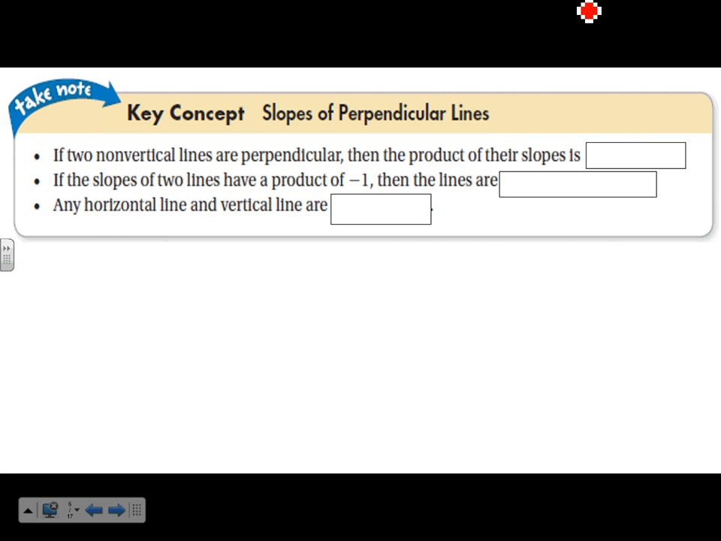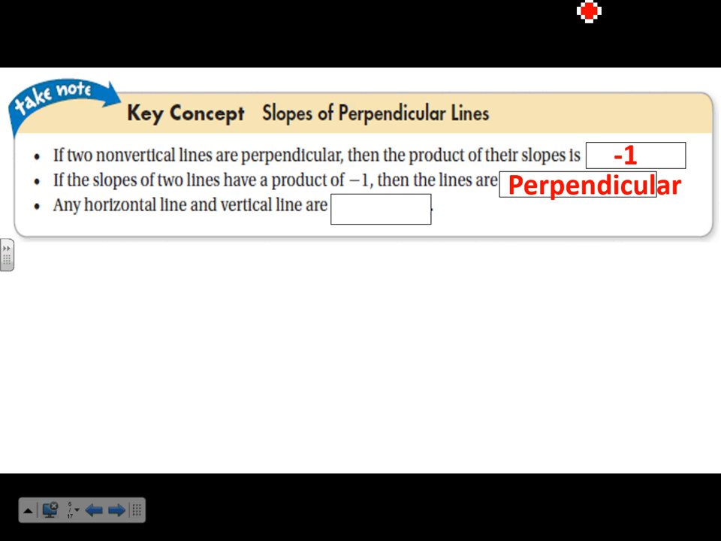So now we're talking about perpendicular lines. So if two non-vertical lines are perpendicular, then the product of their slopes is -1. So you multiply their slopes together, it's -1. We'll talk about an easier way to look at that later. Any slopes of two lines that have a product of -1, then the lines are perpendicular.